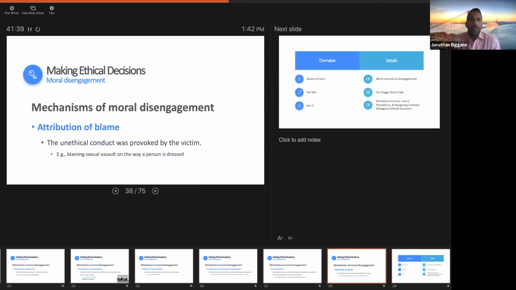Okay, and then attribution of blame. So here, the unethical conduct was provoked by the victim. You see people blaming sexual assault on women because of the way they're dressed, or I suppose it doesn't have to be just women, but this is an example of attribution of blame, that this wasn't unethical because this person asked for it in some way. And of course, that's a pretty horrible excuse. But again, it happens. So these are the ways that people can morally disengage from a situation.